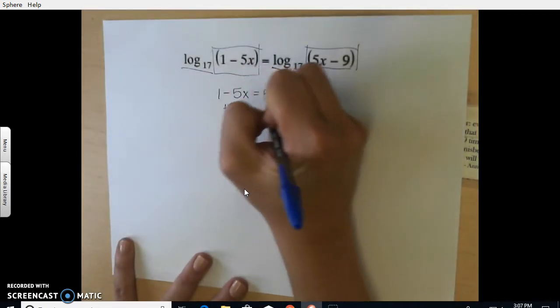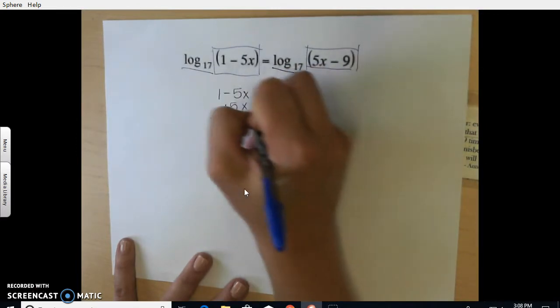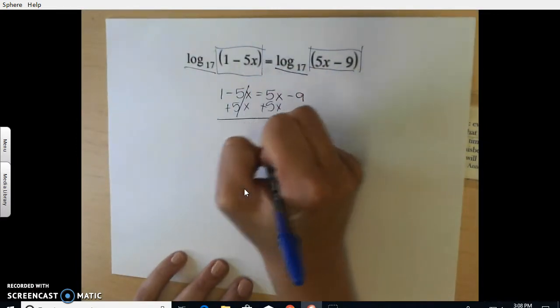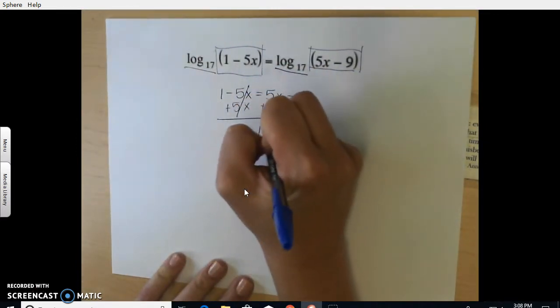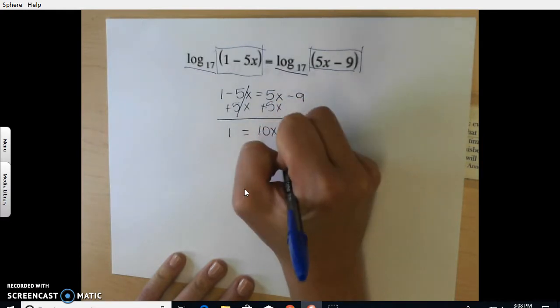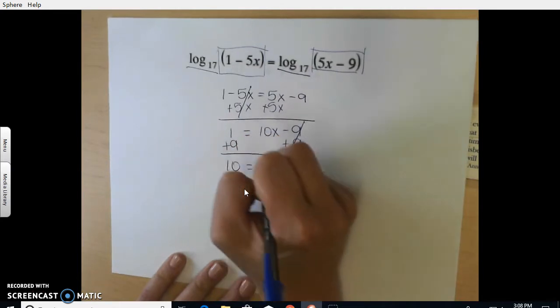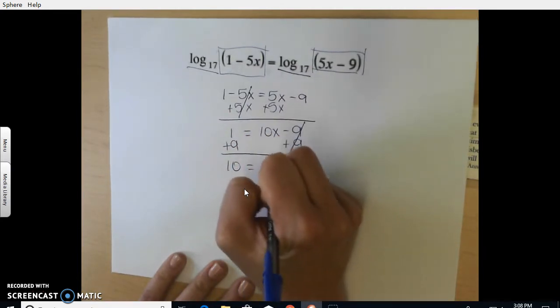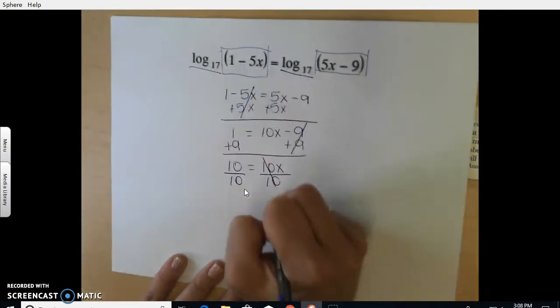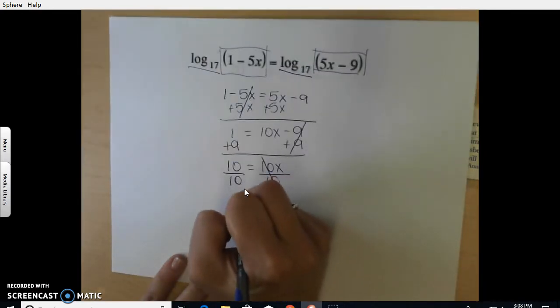I solve for x by adding 5x to both sides. 1 is equal to 10x minus 9. Add 9. 10 is equal to 10x. Divide by 10. And x is equal to 1.